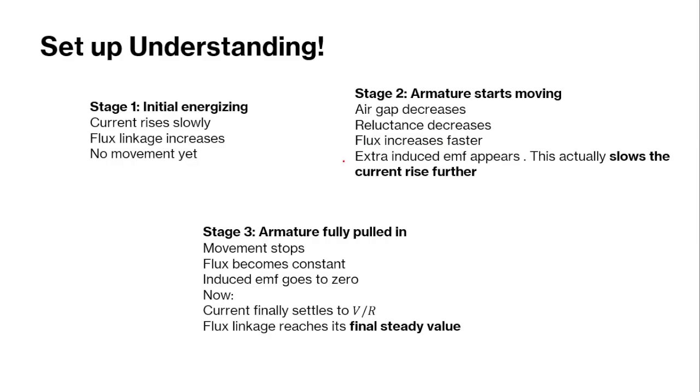And then an extra induced EMF appears. This is an important point; we'll get to this just now. This actually slows the current rise. This is basically Faraday's and Lenz's law. When the armature starts to move, its magnetic field cuts in the core of the stator, the fixed core. When that cutting happens, it will induce an EMF, and that EMF will work in such a way to oppose the change that caused it. The thing that set up that magnetic field was V. So let's keep this in mind for now.